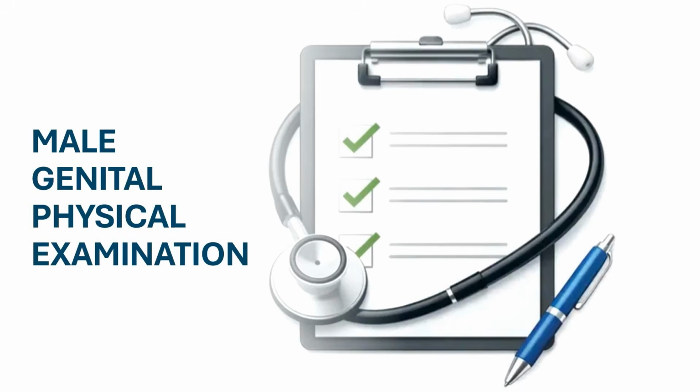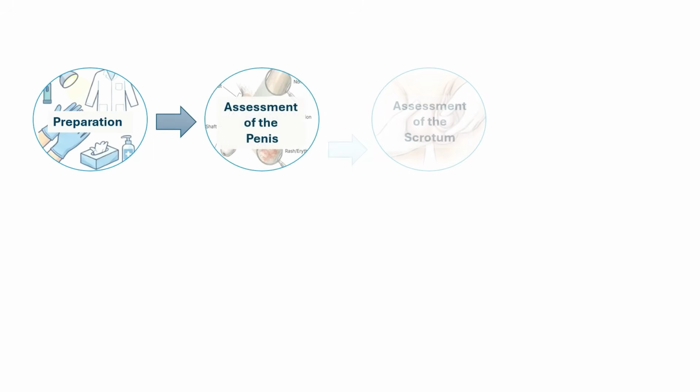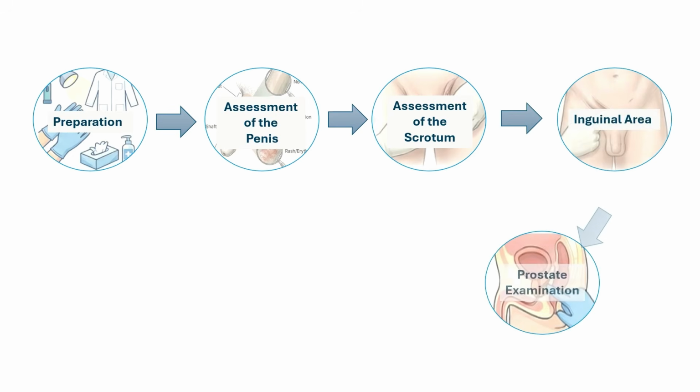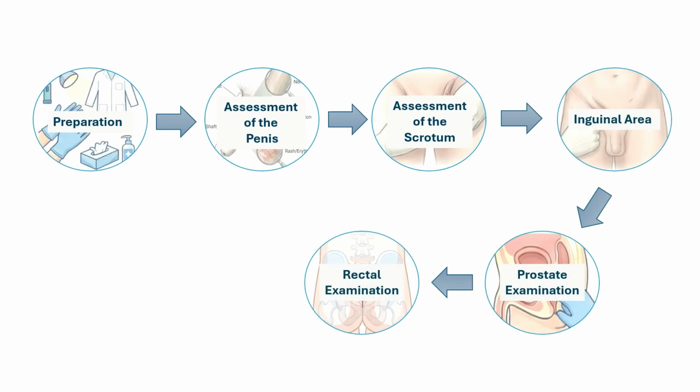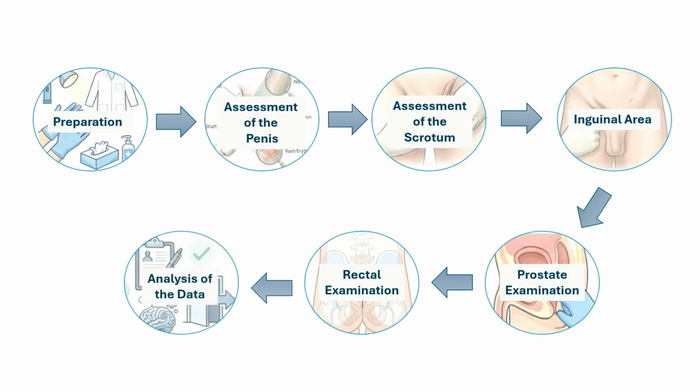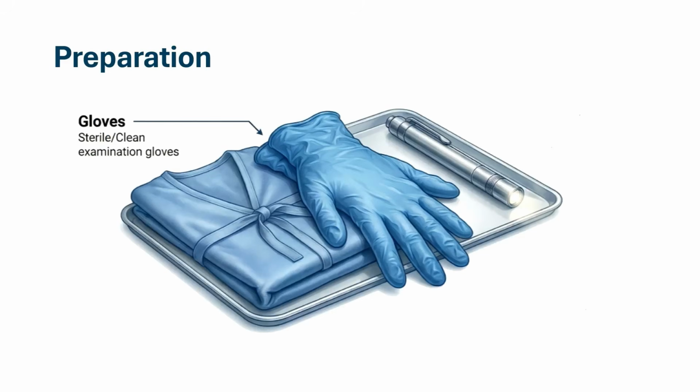Male genital physical examination. Step by step. Preparation. Assessment of the penis. Assessment of the scrotum, inguinal area, prostate examination, rectal examination. Analysis of the data.